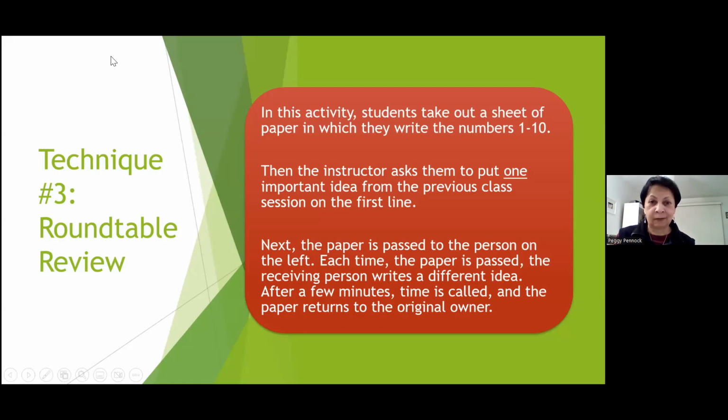Technique number 3 is roundtable review. In this activity, students take out a sheet of paper in which they write the numbers 1 through 10. Then the instructor will ask them to put one important idea from the previous class session on the first line. After this takes place, this person passes the paper over to the person on his right or his left, it doesn't matter, and that person will write an idea for number 2, and so on until we get to number 10. After a few minutes, time is called, and the paper returns back to the original owner.